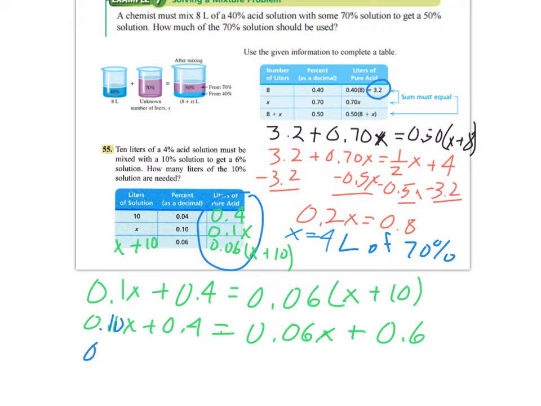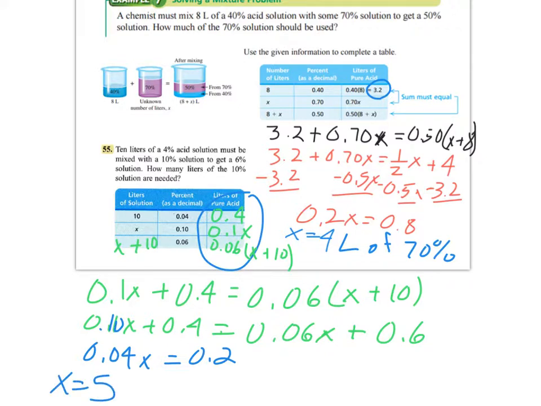So we get 0.4x. Or sorry, 0.04. Let me rewind that a little bit. So 0.04. See, I told you it was tough. So 0.04x. And again, if you're not sure, calculator's really good with that kind of stuff. And then subtracting the 0.4 from the 0.6 would be 0.2. And then we divide the 0.2 by 0.04, and we get 5.